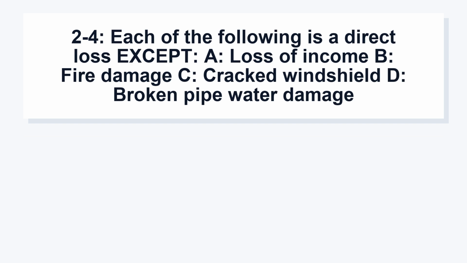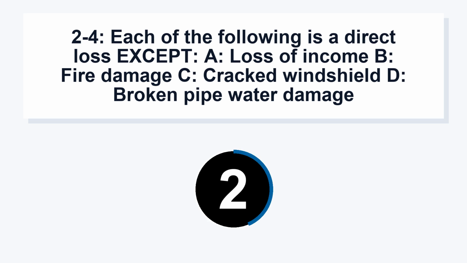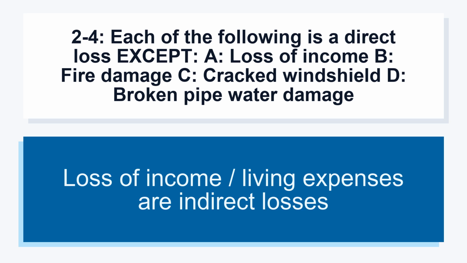2 to 4. Each of the following is a direct loss except A. Loss of income, B. Fire damage, C. Cracked windshield, D. Broken pipe water damage. Loss of income/living expenses are indirect losses.